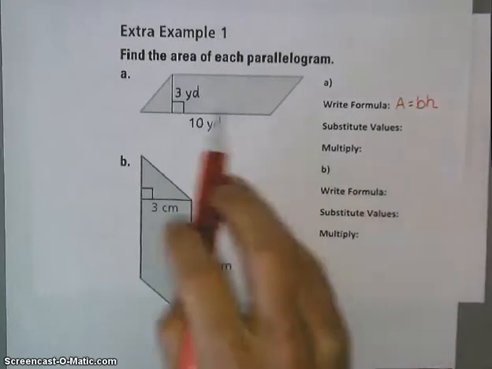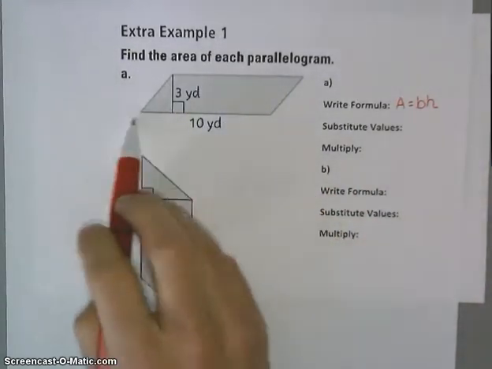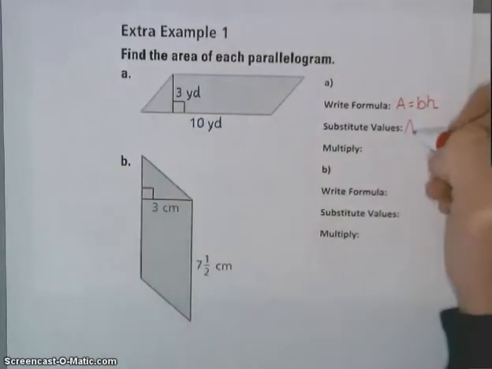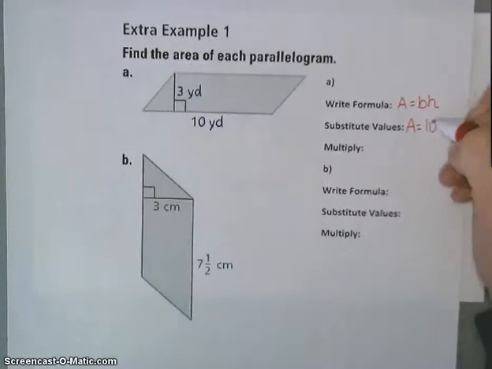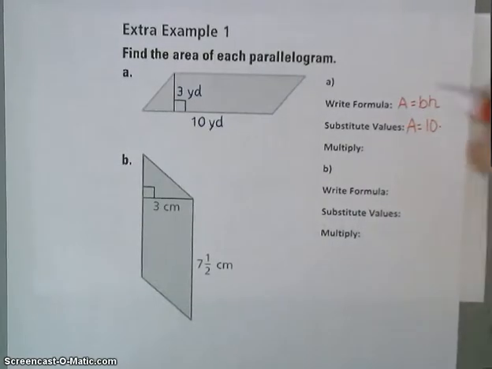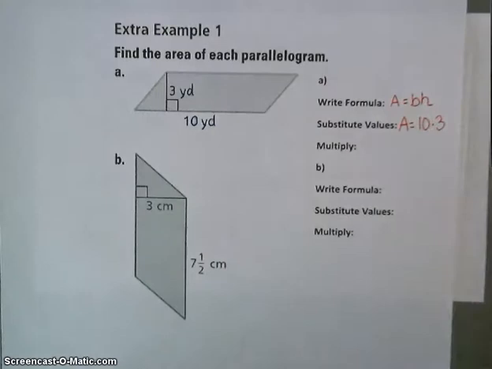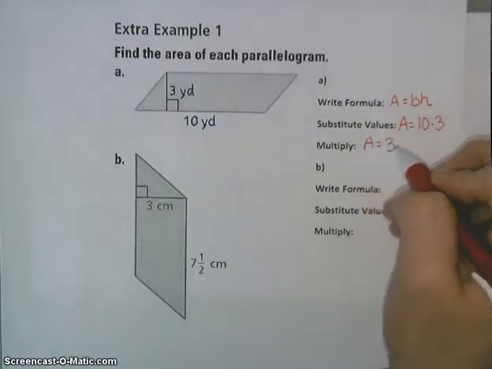Well, looking up here, the flat part, that if you stood that up, would sit on the ground, that's your base. Okay, so I don't know my area, and I know my base is 10, and I know my height is 3. So now to find my area, all I have to do is multiply those two. So my area is equal to 30.